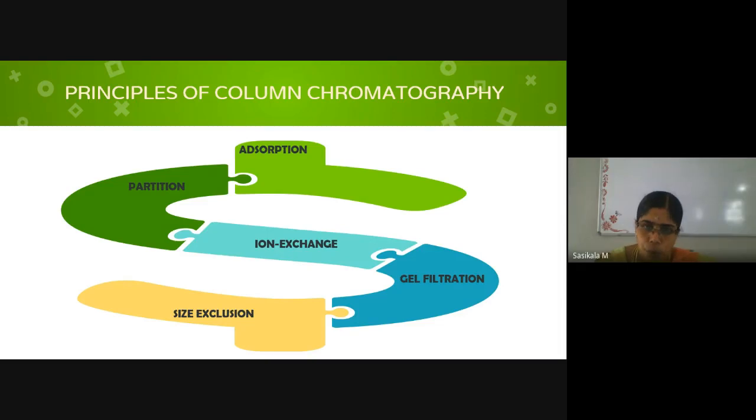What are the two common principles we follow all through the chromatographic techniques? Adsorption and partition. Other specific principles are ion exchange, gel filtration, size exclusion, and affinity. Specific means, for example, ion exchange is particular to ionic compounds. Gel filtration and size exclusion are particular to macromolecules. So, seeing the specific nature of the solute, we prefer different principles of separation.